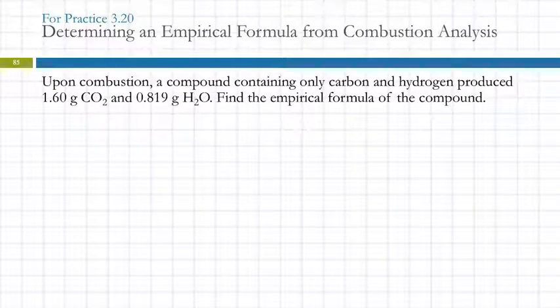So here's a typical example. Upon combustion, a compound containing only carbon and hydrogen produces 1.60 grams of CO2 and 0.819 grams of water. Find the empirical formula for the compound. What do we need first? What was the first step in finding an empirical formula?